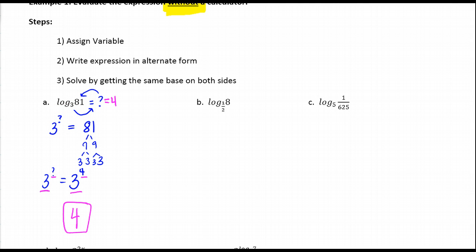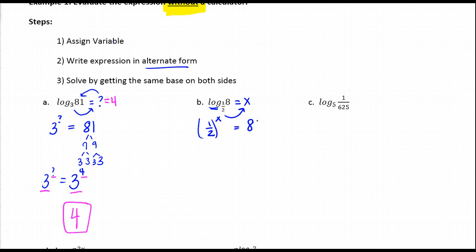Alright, let's do part B. This time I'm going to say equals x. Makes more sense to use x instead of a question mark, but again, you could use whatever letter that you want. So again, that's my assigned variable. Now I'm going to write it in the alternate form. So that means 1/2 to the x power equals 8.